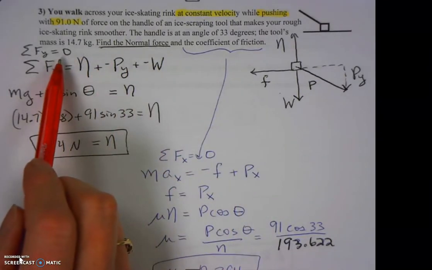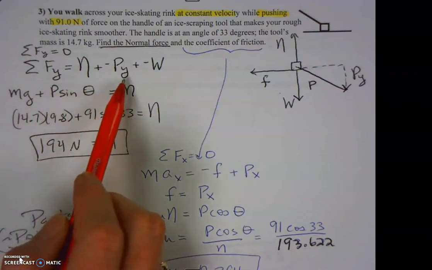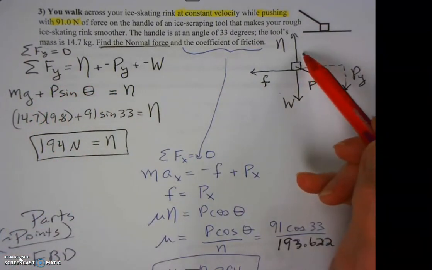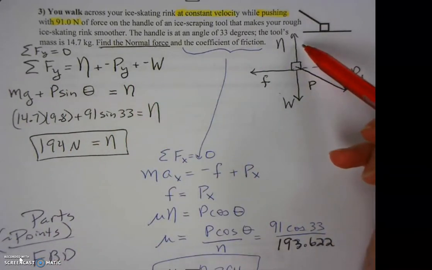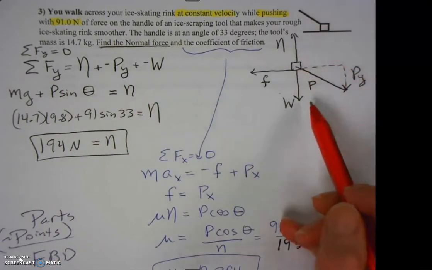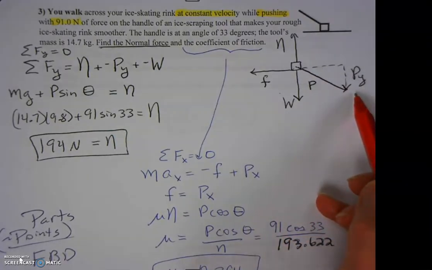Well, we recognize that the net force in the y direction is 0, and we add up our vertical forces. I have an upward normal force, that's going to be a positive. I have a downward weight, that's going to be a negative. Py is also downward, that's going to be a negative.